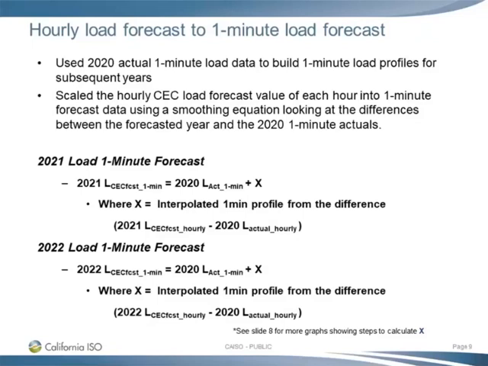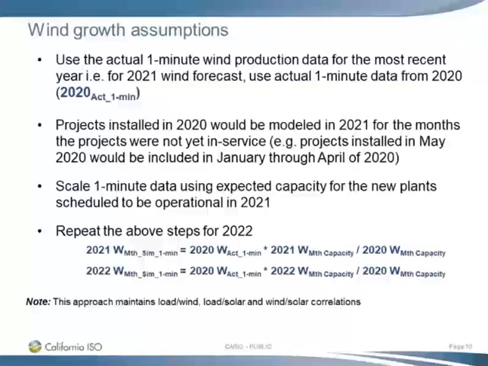Okay, so moving on to slide 10. Now, as I said, we're looking at 2022, which is the binding year for this study. So after we calculate the 2022 1-minute load profile, and again, this is based on the actual 2020 data and that X value that we calculated using the CEC's hourly forecast and the corresponding hourly actuals that we saw for 2020. Now, for wind, we do something, I wouldn't say similar to the load forecast.